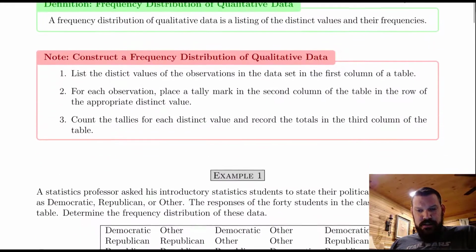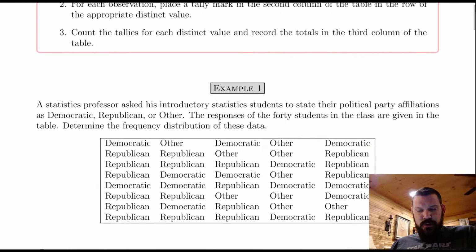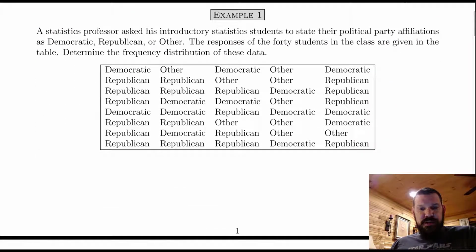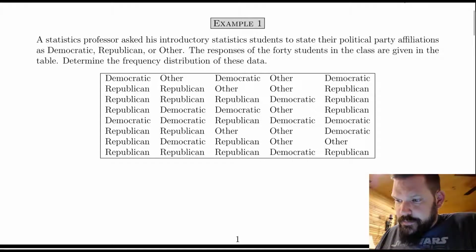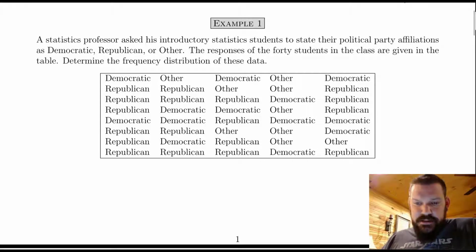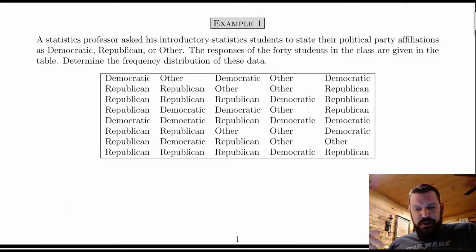So to construct a frequency distribution of qualitative data, it probably would just help to jump into an example and see how that works. So we're given that a statistics class was polled, and they were asked what their political party affiliation might be. The choices were Democratic, Republican, or other. So we want to come up with a frequency distribution of this set of data, and all we got to do is go through and count.